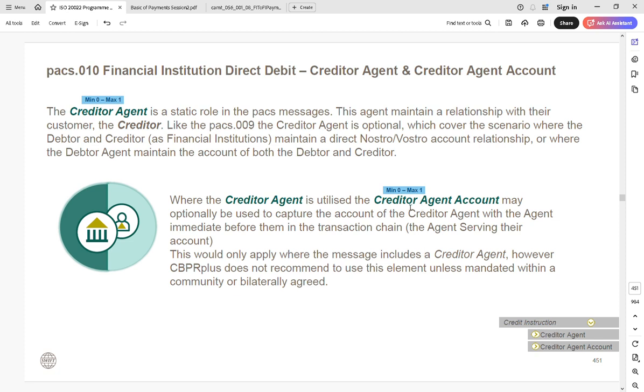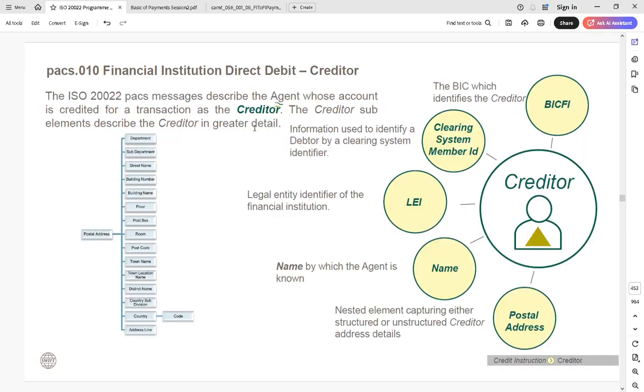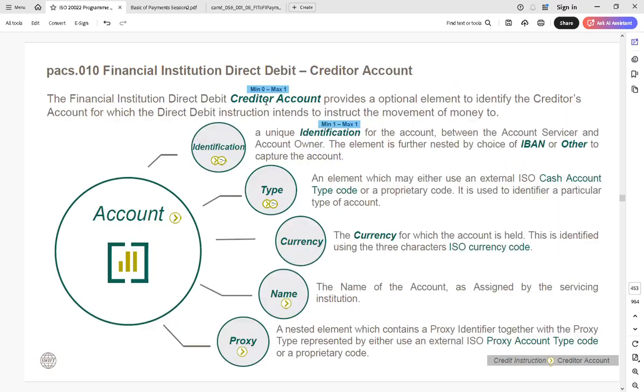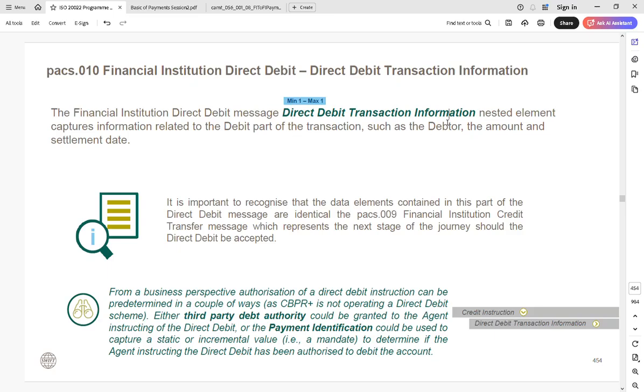Creditor agent account: we have discussed it a lot of times, the same thing as in PACS 9 as well. The field is optional, same thing here as well. If you remember BIC, LEI, name and address, we have discussed them so many times. For the creditor, it also remains the same here. For creditor account, also the same thing we discussed. This is a new field here, one new field which was not there earlier.